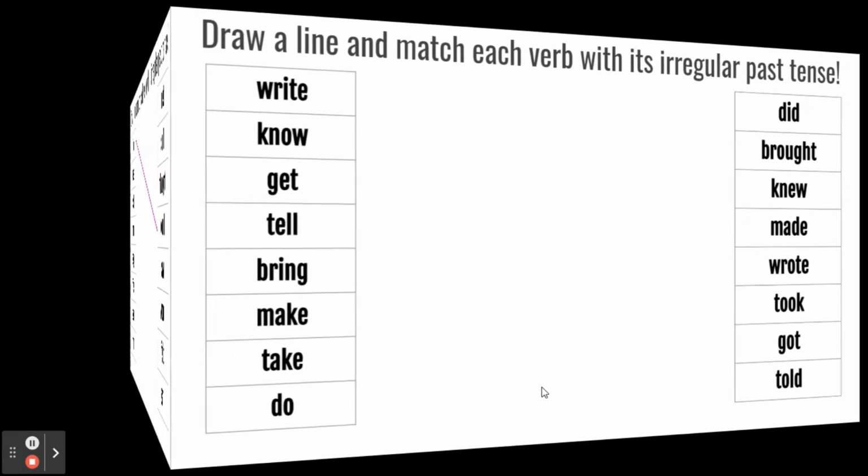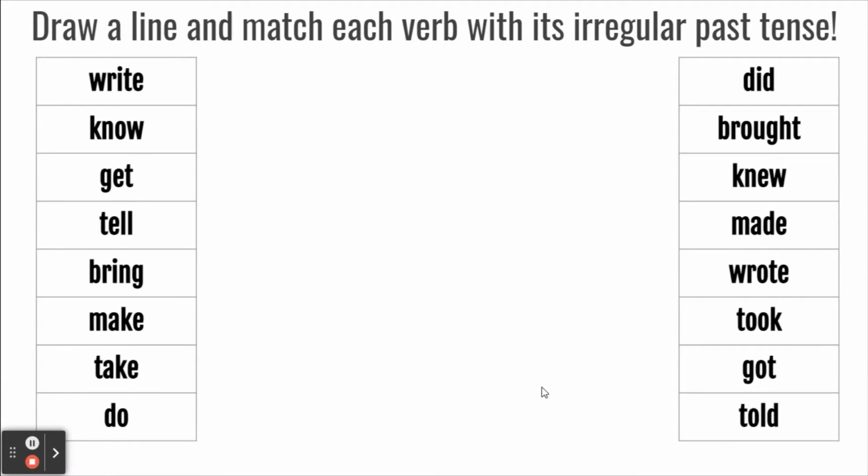Okay, so here is another page of irregular verbs that I have for you. Again, draw a line to match each present tense verb to its irregular past tense. As we did before, right now all we're going to do is practice the pronunciation. We're going to do the present tense column first, and then we're going to practice the irregular past tense column. So: write, know, get, tell, bring, make, take, do.